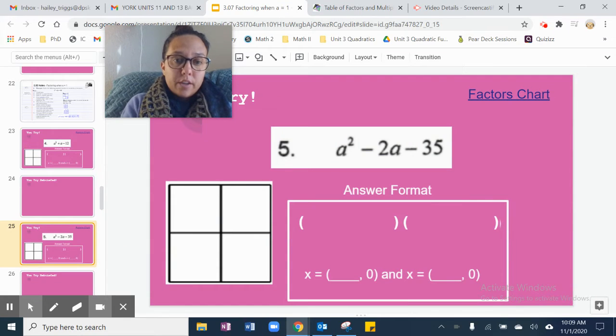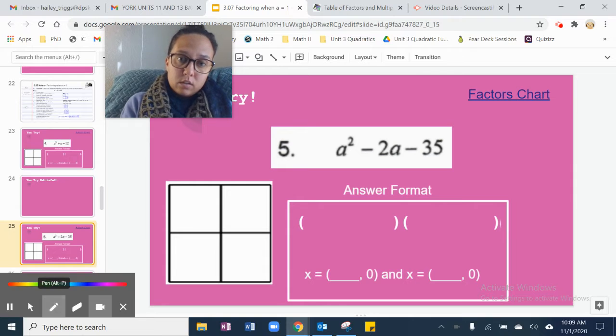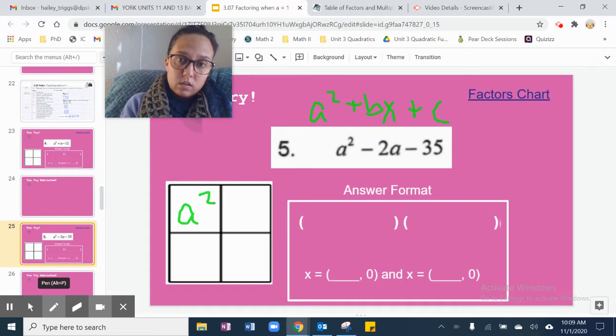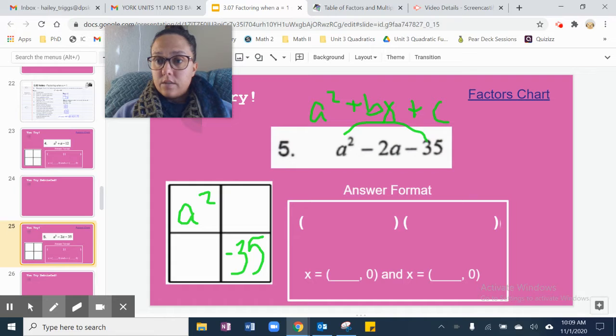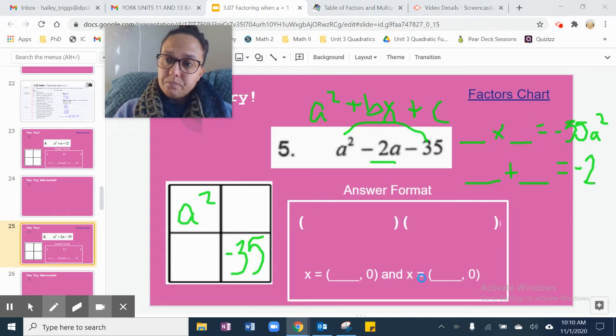All right, we've drawn the box. Our second step is to put the terms in. So we have a squared, negative 35 is our c term, and then we want to multiply these. So a squared times negative 35 is negative 35 a squared, and then we want it to add up to negative 2a.